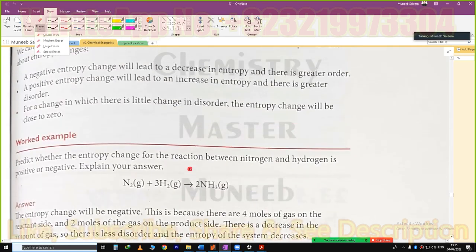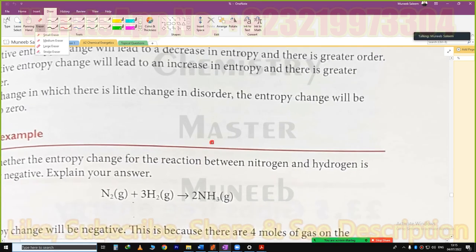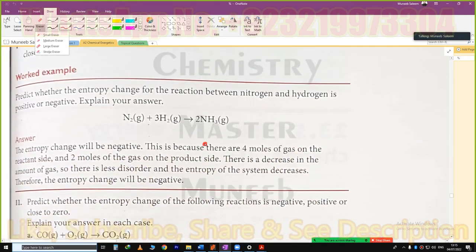How would you define it in terms of order or disorder? There will be a greater order. So the entropy change will be negative.